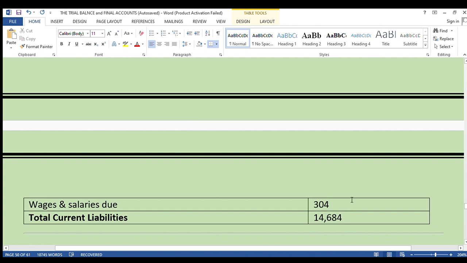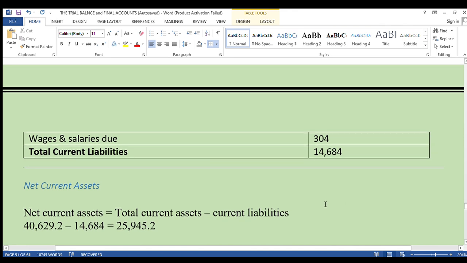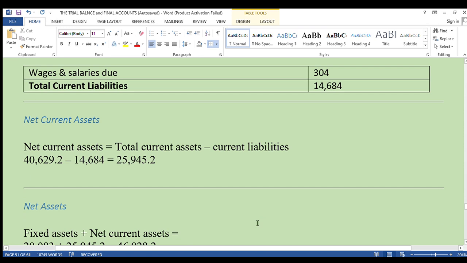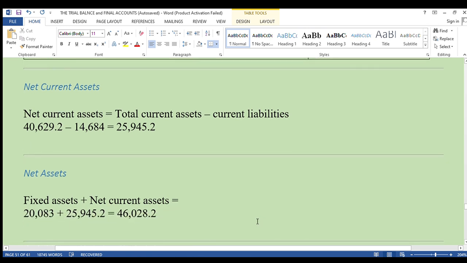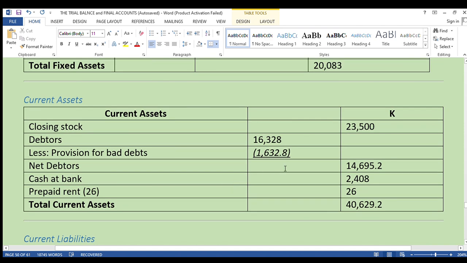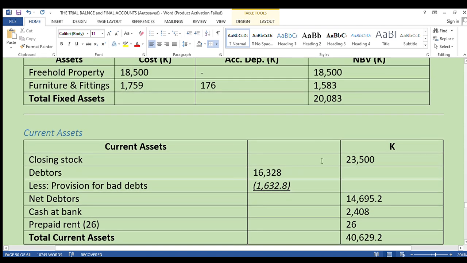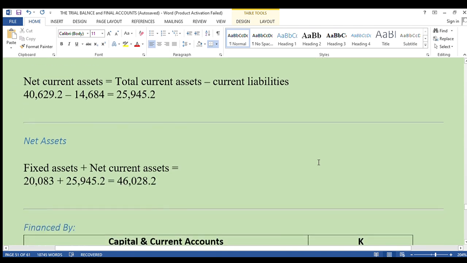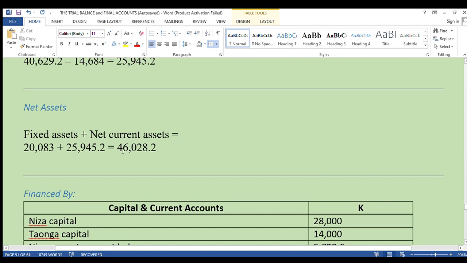So now current assets minus current liabilities will give us the working capital or the net current assets. You can show them in a table or just by such a calculation, but a table is okay. Then after that we have to get the total assets, where we add the net current assets to the fixed assets. So these fixed assets we calculated here, we're going to add the total of the net current assets to get the total value of the assets.